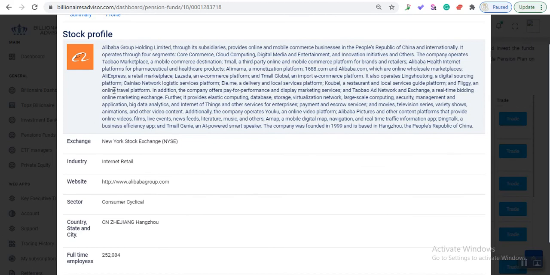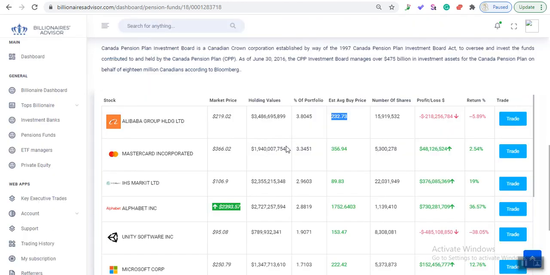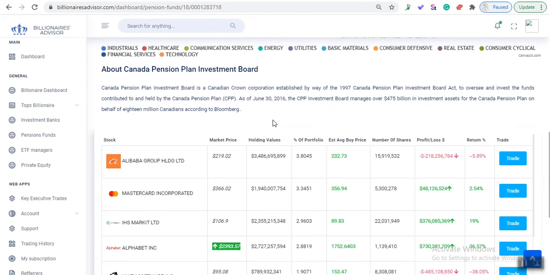So Alibaba provides online and mobile commerce business in the Republic of China and internationally. Its core segment is cloud computing, digital media, entertainment, etc. So this, of course, you could use as a gauge to decide if you want to own shares in Alibaba. And then you could do your further research, of course, to say, well, all right, why is it that this pension fund decided to put $3.4 billion inside Alibaba?